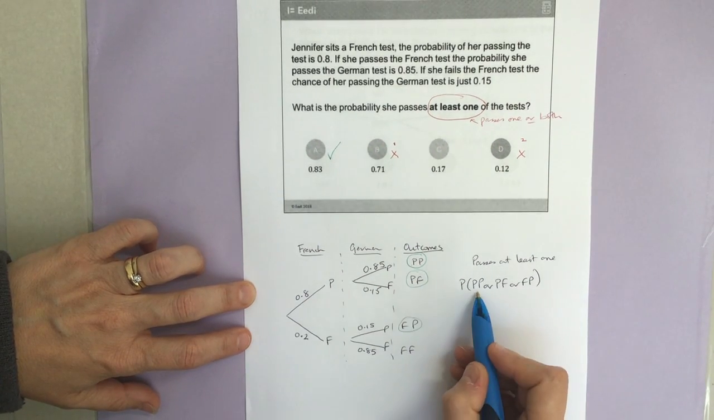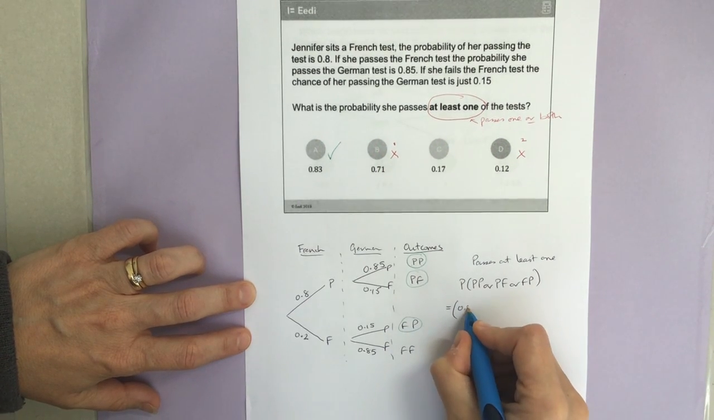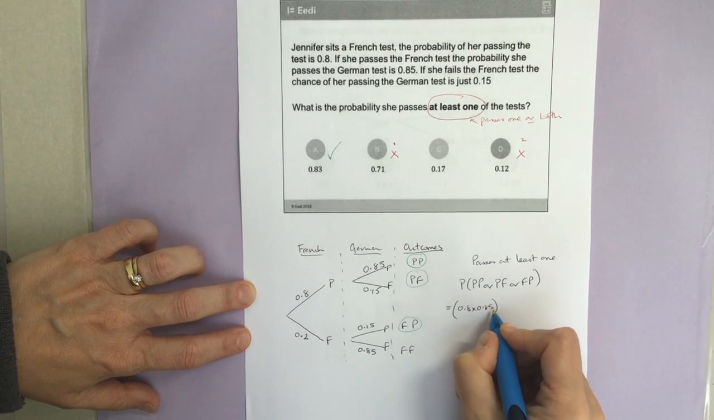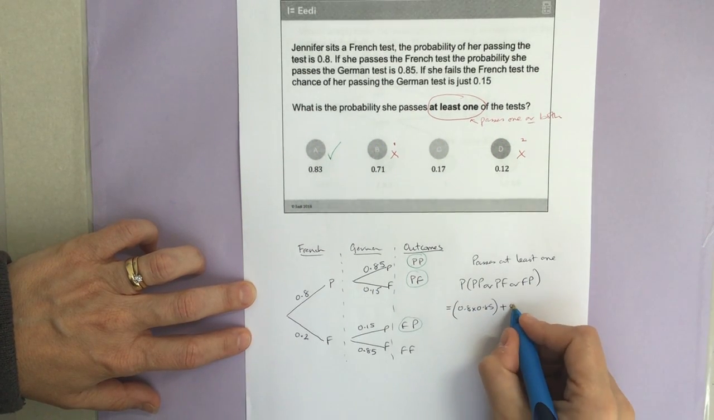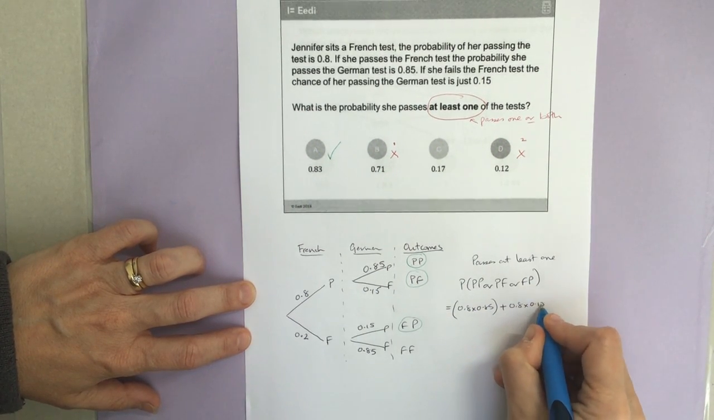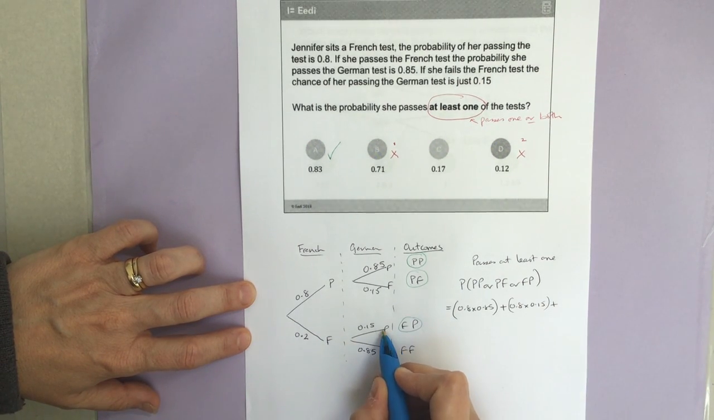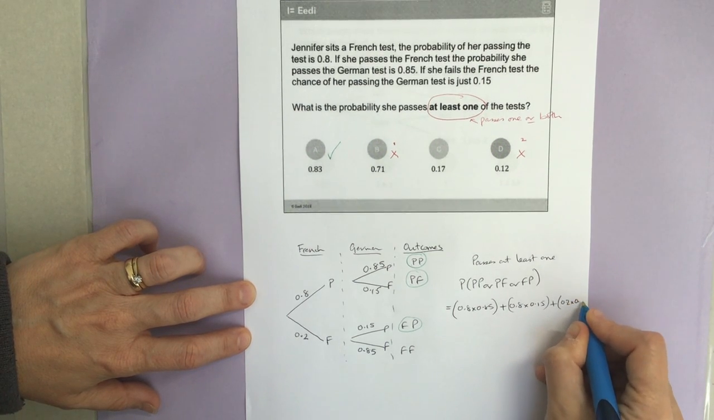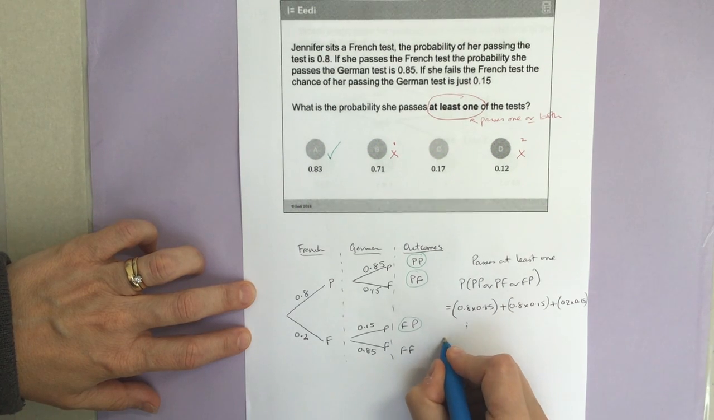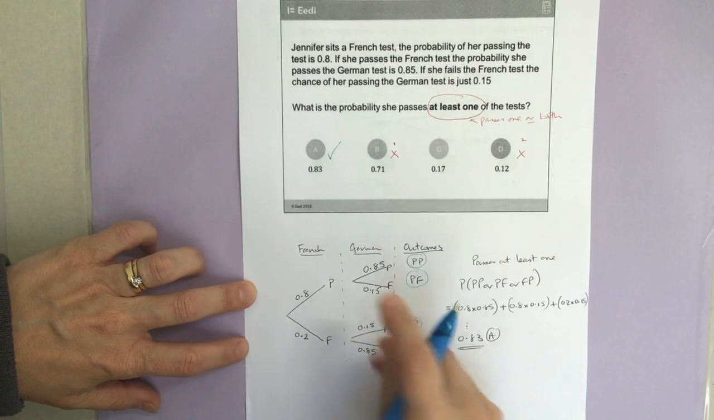So here what we'll be doing, probability of pass, so that's going to be 0.8 times 0.85 plus, so an all probability, so all this one, so 0.8 times 0.15, or fails French but passes German, so she's passed at least once, 0.2 times 0.15. Okay, and if you sort all of that out on your calculators, you should get 0.83, which is answer A up here.